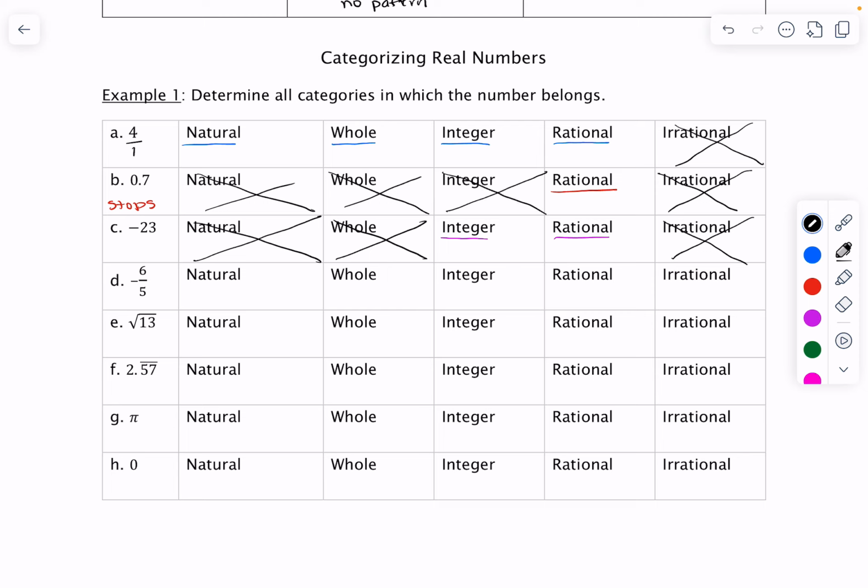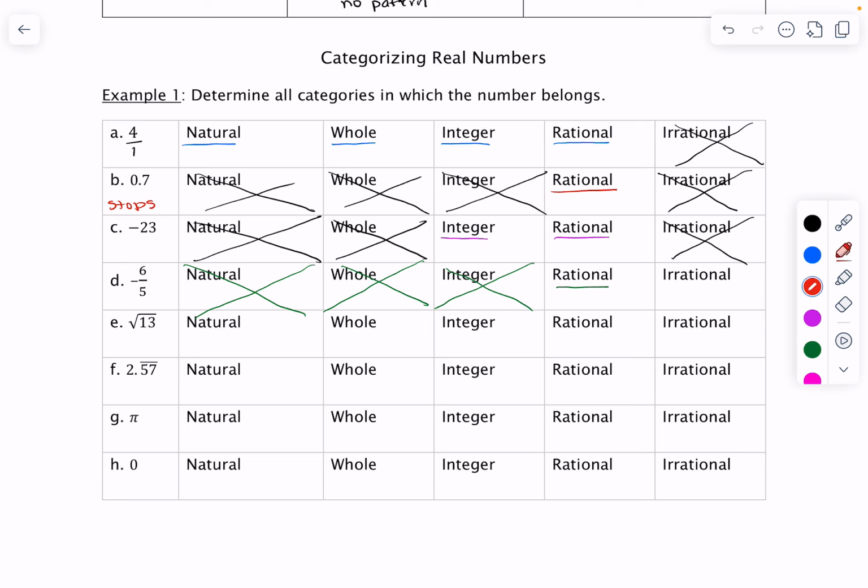Okay, how about negative 6/5? Negative 6 over 5, we don't count to it. It is a fraction, so it can't be whole. Again, it's a fraction, can't be an integer. But since it's a fraction, we can consider that a rational number. Negative 6/5 is a fraction. That's going to be rational.